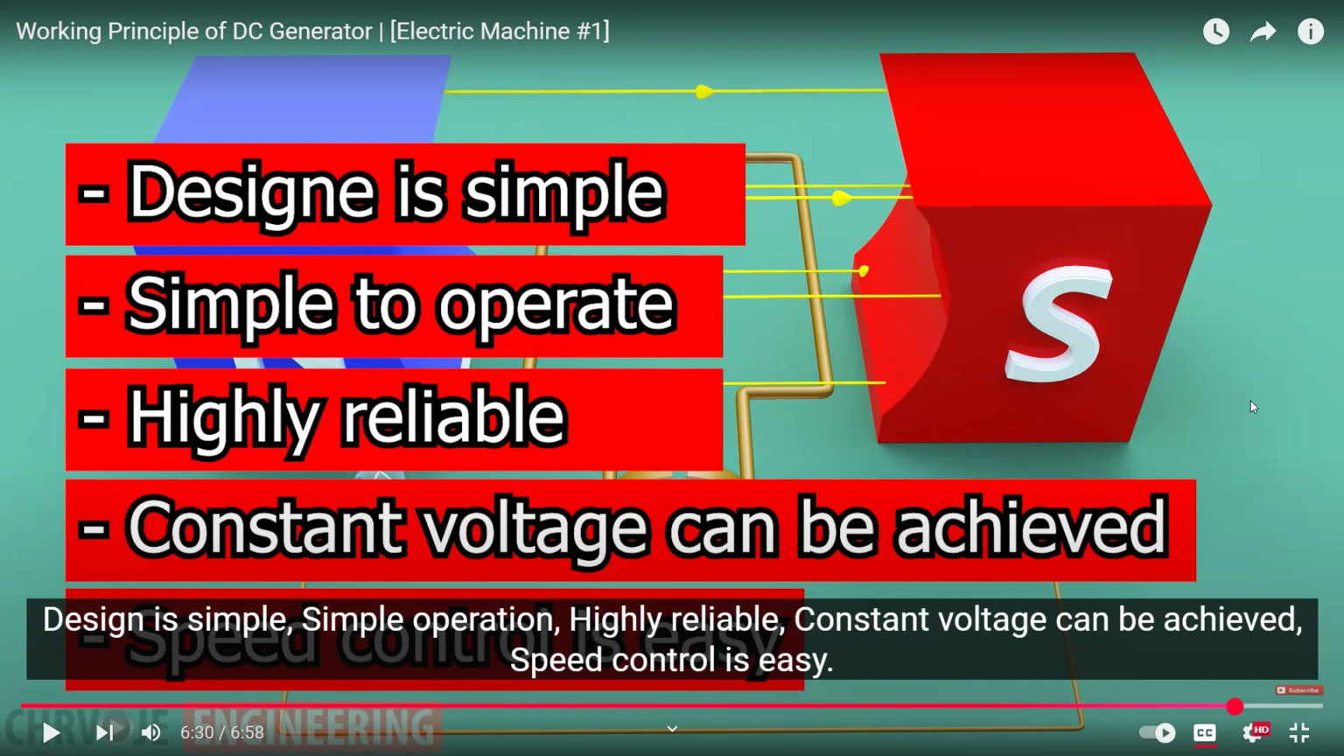The more elements you have in your system, the lower the reliability of your system. Since we have a very limited number of elements inside our system, the reliability is relatively high. Constant voltage can be achieved, so we can have a constant volt, and speed control is easy because it's going to be like a linear operation, as we will discuss later on in speed control.